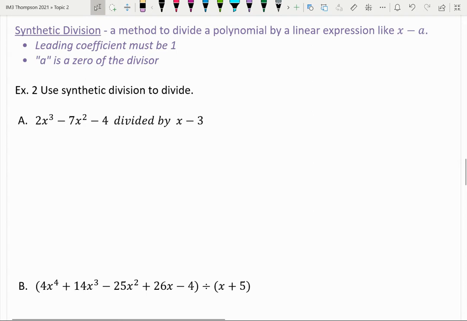When I'm doing long division, I could divide by things like 2x minus 3 or x squared plus 5. I can divide by anything that I want. When I'm doing synthetic division, it only works when the divisor is of this form, 1x plus or minus a number, that's it.